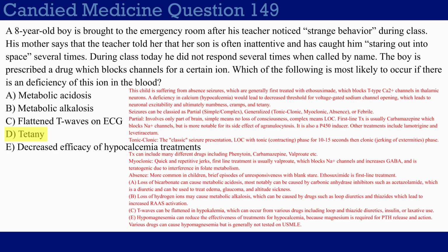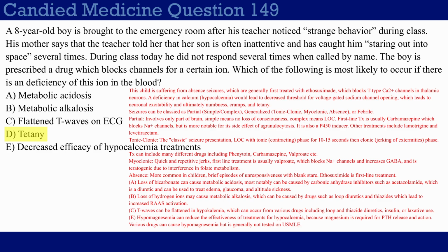And finally, we have the absence seizure we had in this question. Like I said, you usually get these brief episodes of not responding with a blank stare. Ethosuximide is first line treatment, and you do want to know that ethosuximide blocks calcium channels and then reduces the amount of glutamate being released.